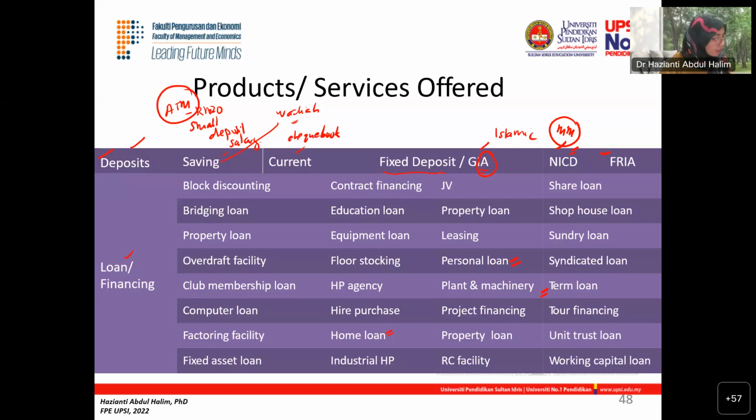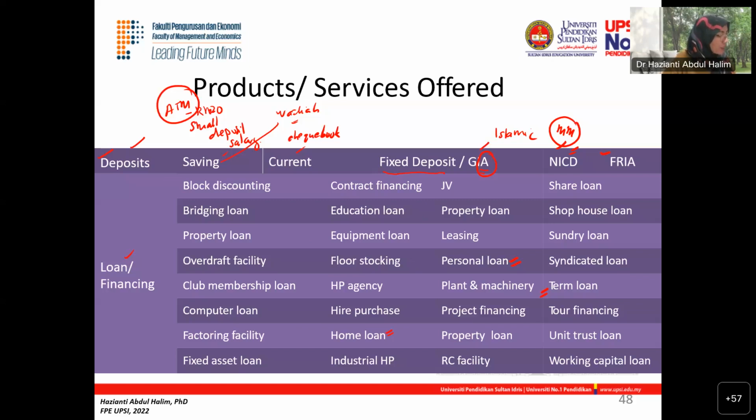And dalam ni juga kita ada explain on term loan, housing loan. So these are the different types of loans provided by banks. But the detailed explanation is actually dalam buku lah. So I really expect you to read. And we also have detail on personal loan, detail on overdraft facility.